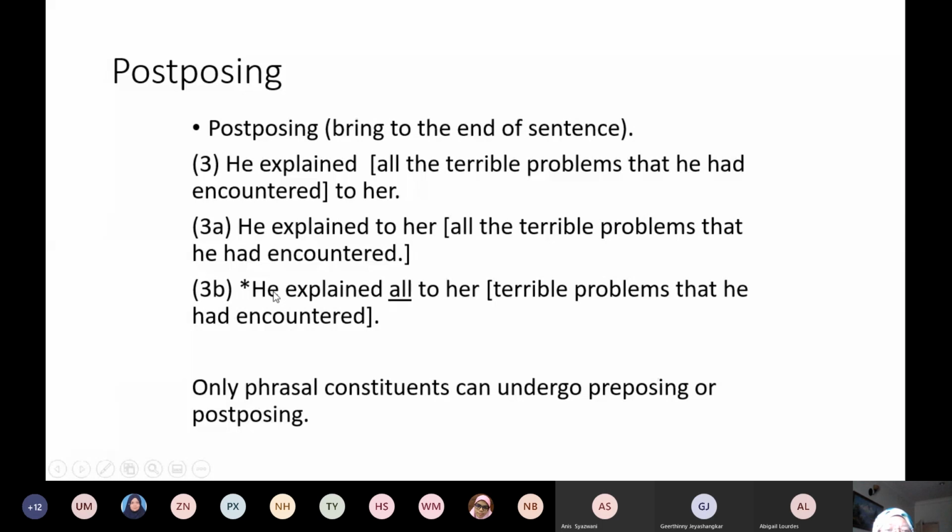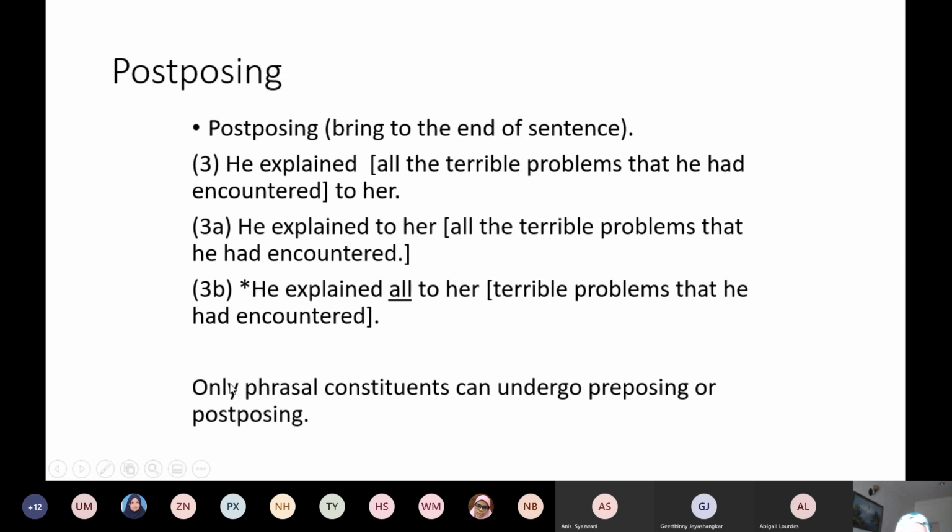Okay. Then 3B is ungrammatical. 3B is ungrammatical because it's just like 3A, but you actually just postpose terrible problems that he had encountered, but you actually left behind all. So you only bring the majority, 3/4 of that phrase, to the back, but you left all behind. So it results in the sentence, he explained all to her terrible problems that he encountered. So it becomes an ungrammatical sentence lah.